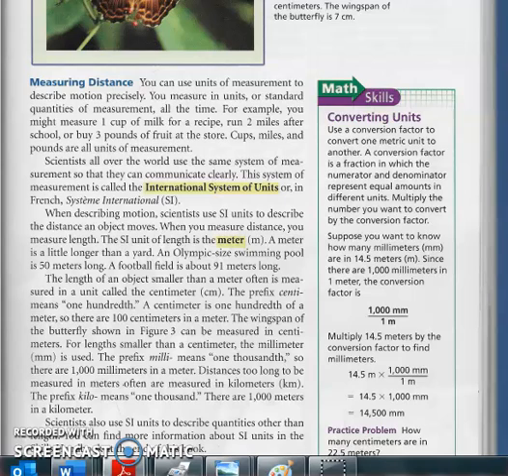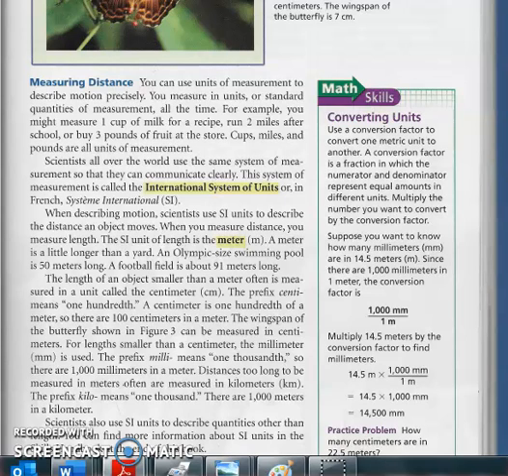Scientists all over the world use the same system of measurement so that they can communicate clearly. This system of measurement is called the International System of Units, or in French, Système International, or SI. When describing motion, scientists use SI units to describe the distance an object moves. When you measure distance, you measure length. The SI unit of length is the meter, or m.